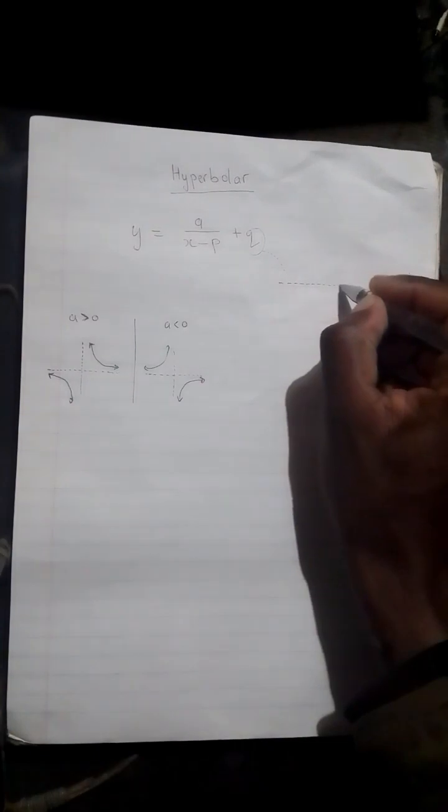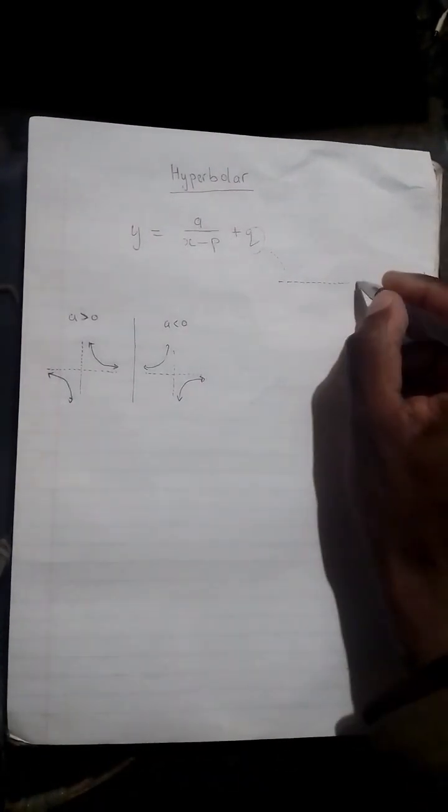This graph has two asymptotes. Remember, an asymptote is a line that the graph approaches but never touches. So q is going to be our horizontal asymptote, therefore y is equal to q. I'll show you on the graph.